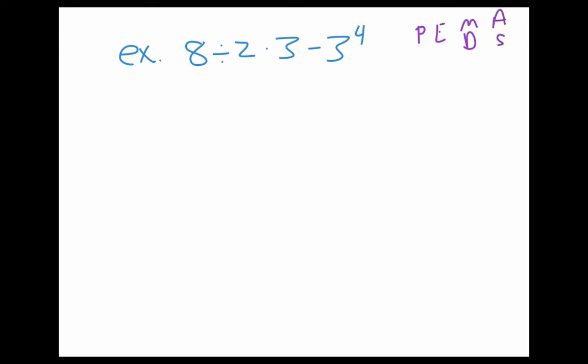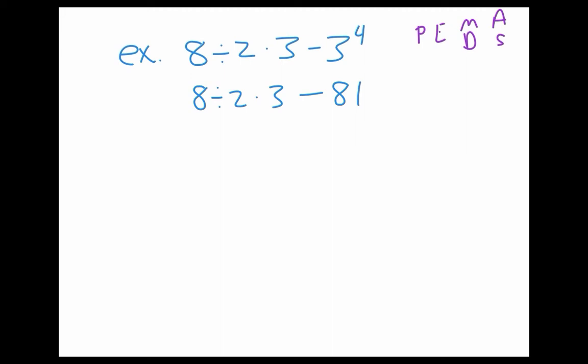So parentheses, we're looking at the P, there's no parentheses. So exponents, first we do the 3 to the 4th. So that's going to be 81. So my problem becomes 8 divided by 2 times 3 minus 81. And especially on quizzes and tests, show your work. But homework, you should be showing your work for these on the homework too.